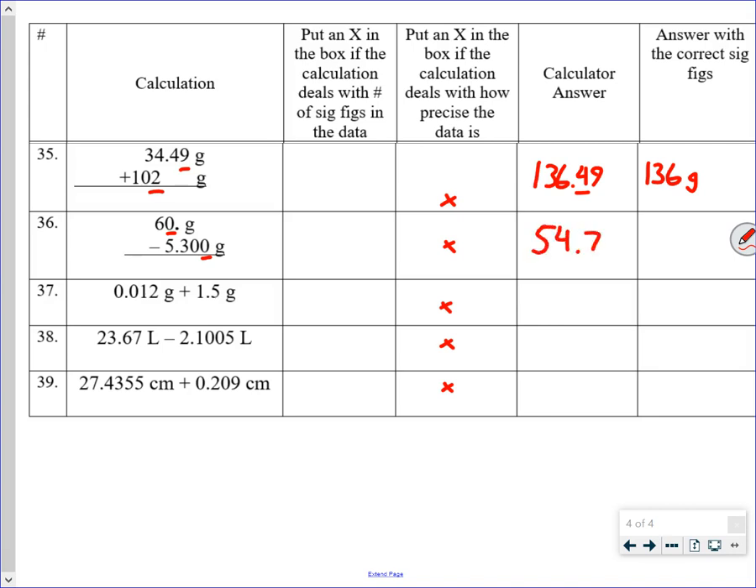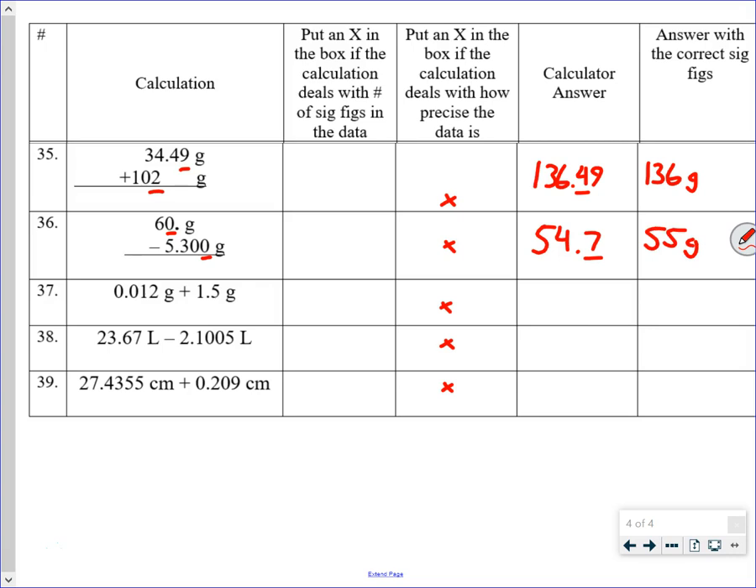But I can't go to the tenths place in my answer because the least precise piece of data went to the ones place. I have to round to the ones. I look at the place past that, which is a 7. That's bigger than 5. I need to round this up. So I turn this answer into 55 grams. I'll do one more.